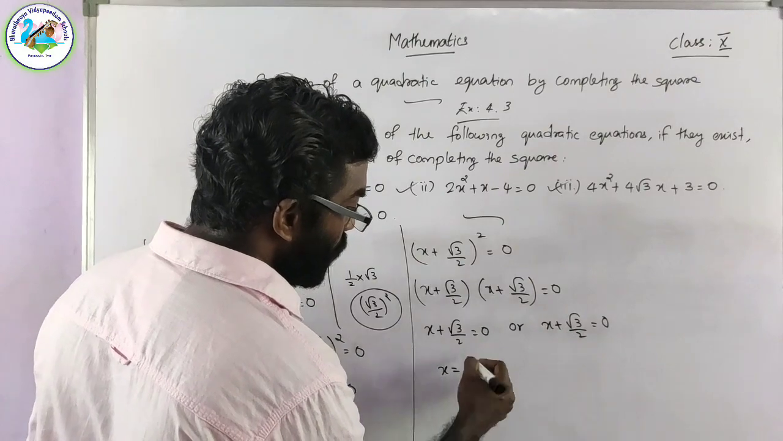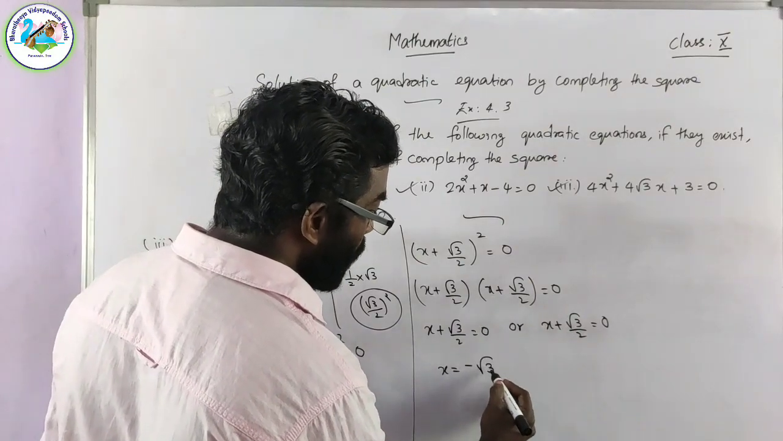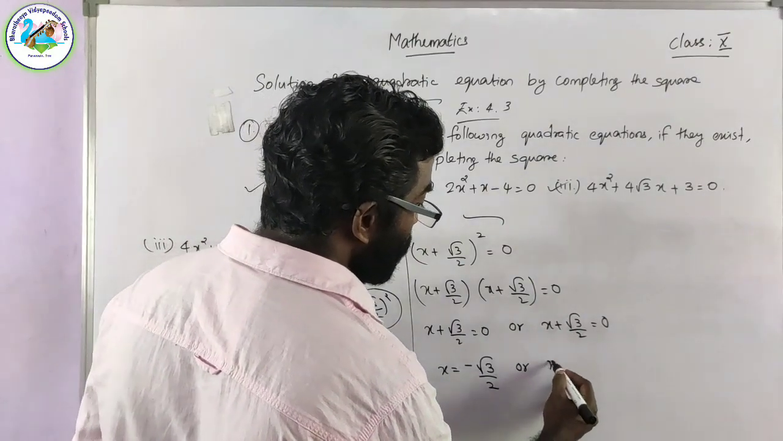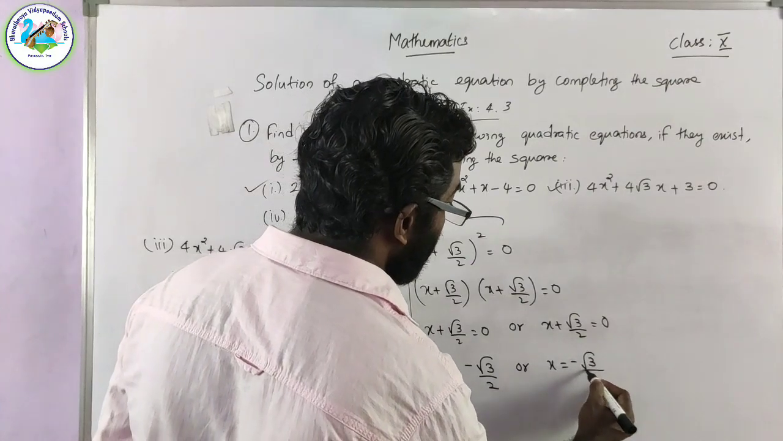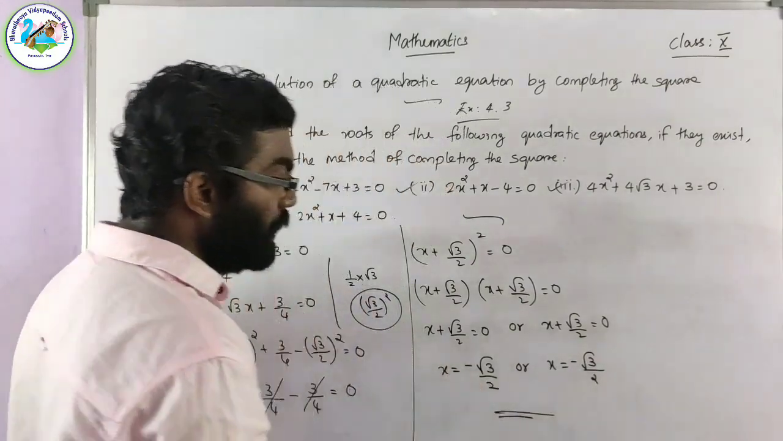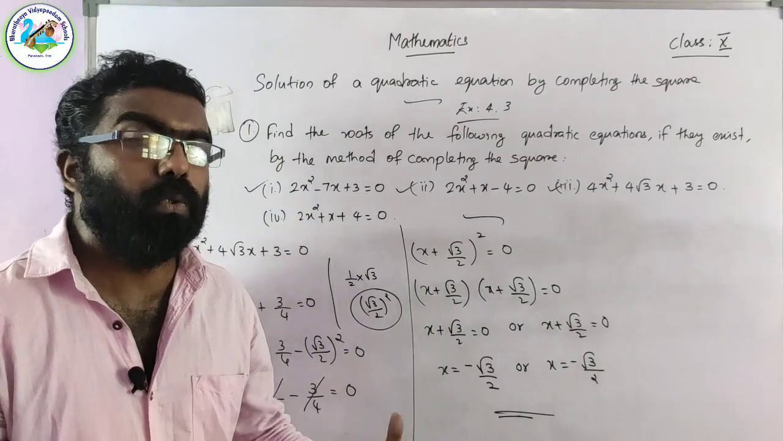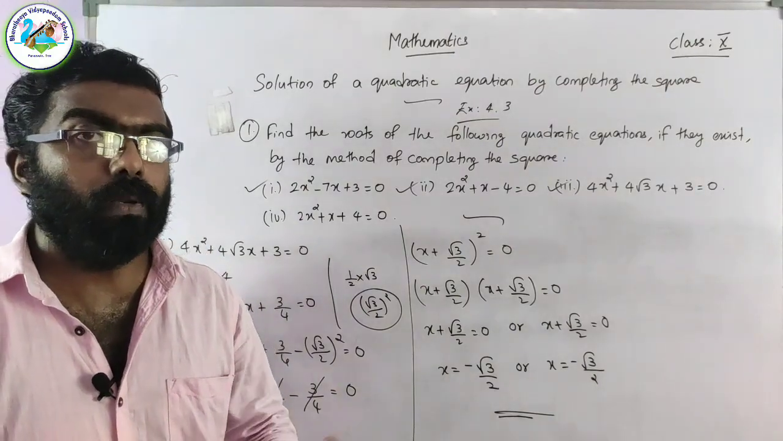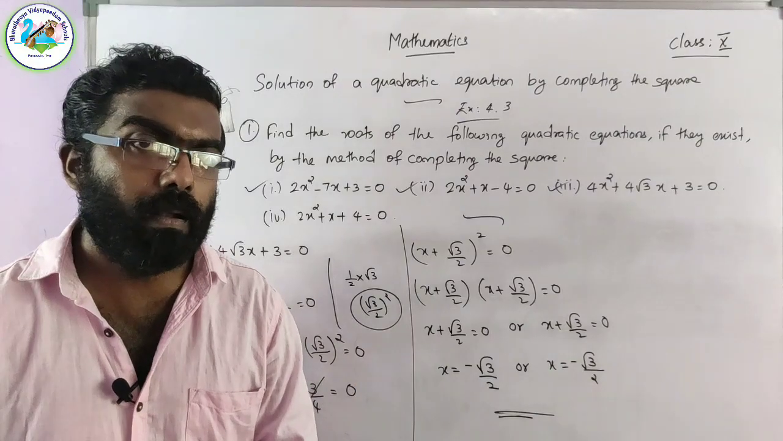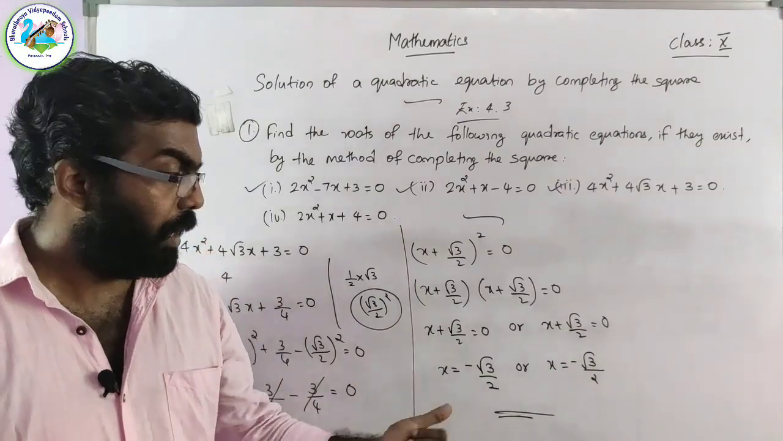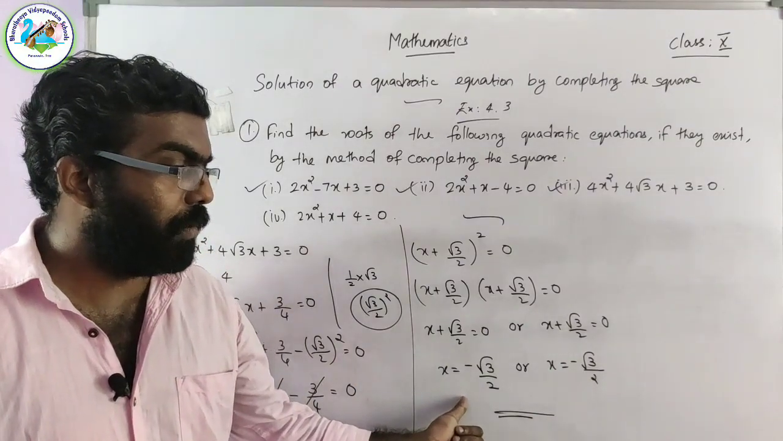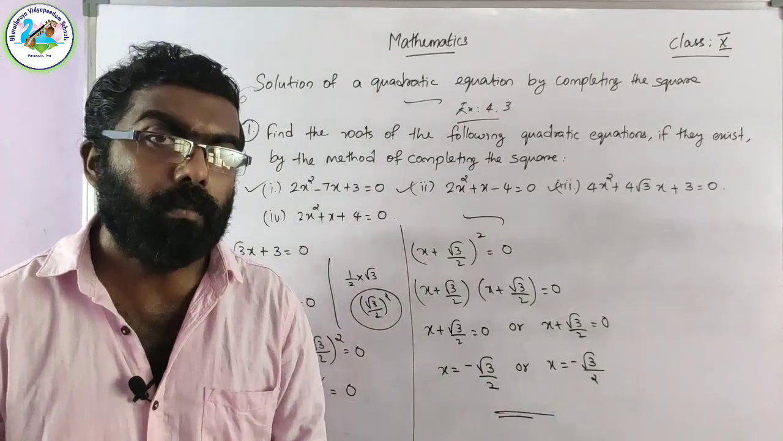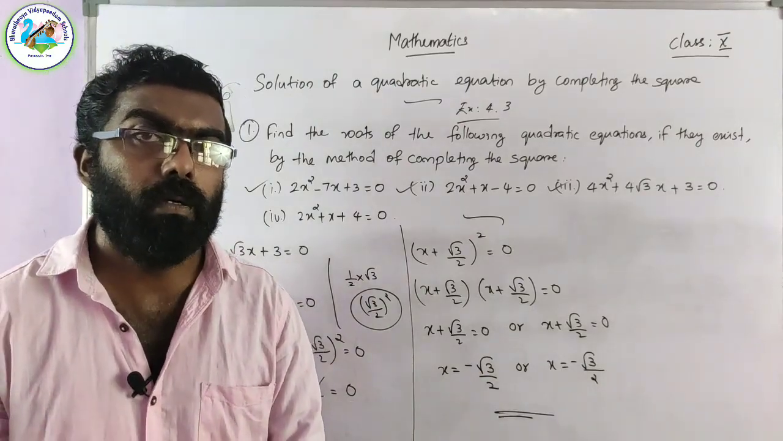So x = 0 − √3/2, that is −√3/2. Here also x = −√3/2. So in this problem we got two roots and they are absolutely equal. That we can conclude like that: two equal real roots. x = −√3/2 and again x = −√3/2.